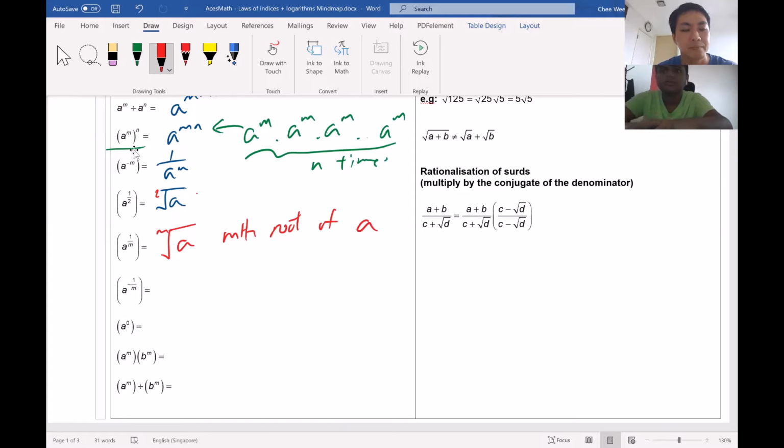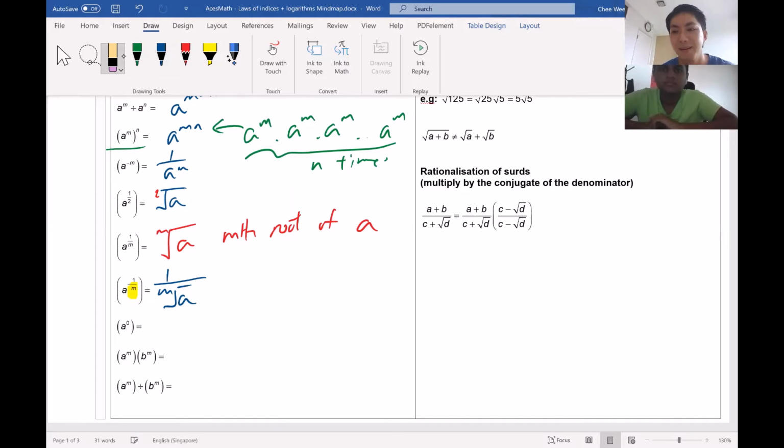So then 1 over a to the power of 1 over m. It's not square root, right? Because it's m here. So 1 over the m-th root of a. Yes, that's right. Like this.